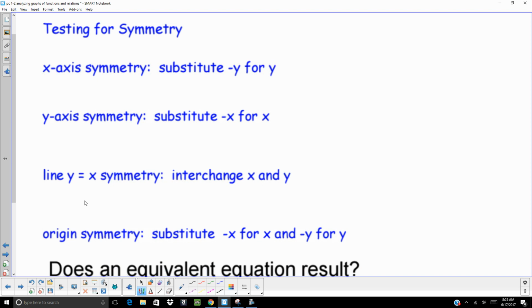For the line y equals x, you interchange your x and your y around. And for the origin, you're going to take -x for x and -y for y. And does an equivalent equation result? Do you end up with what you started with? Okay? You can have different types of, or multiple types of symmetry. But these are the main ones that we're going to be testing for. So let's go ahead and do an example.